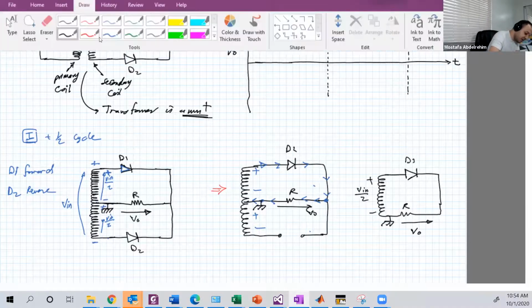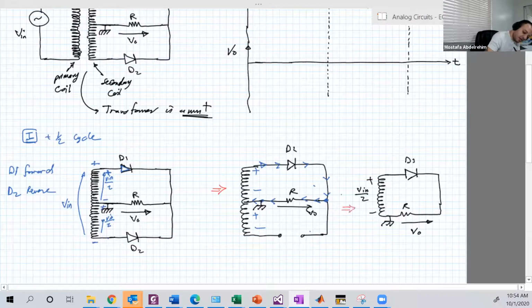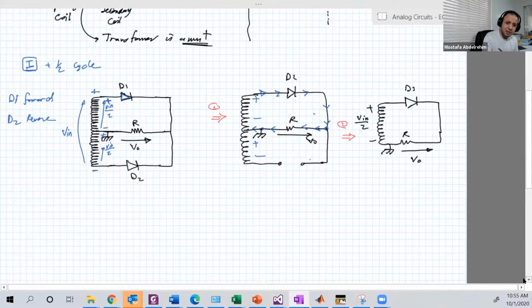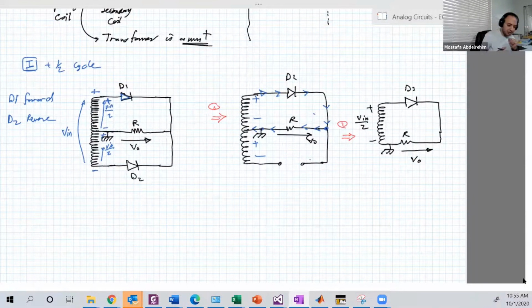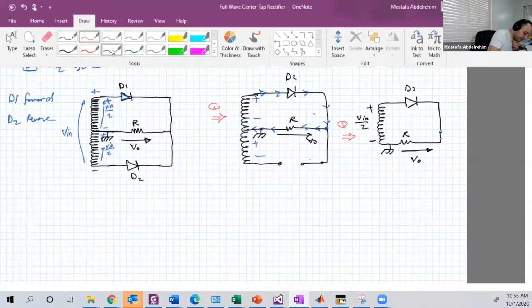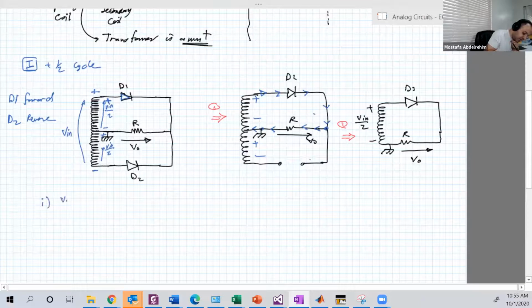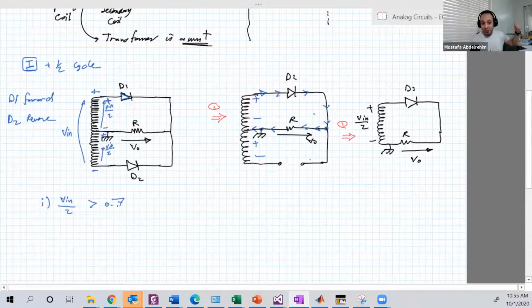And so this is basically number 2, number 1. Okay? So it's very simple. Now we have a very simple circuit: one source, one resistor, one diode. Again, when V input over 2, and remember the source now is V input over 2, not V input, is larger than 0.7, not 1.4 like the bridge.